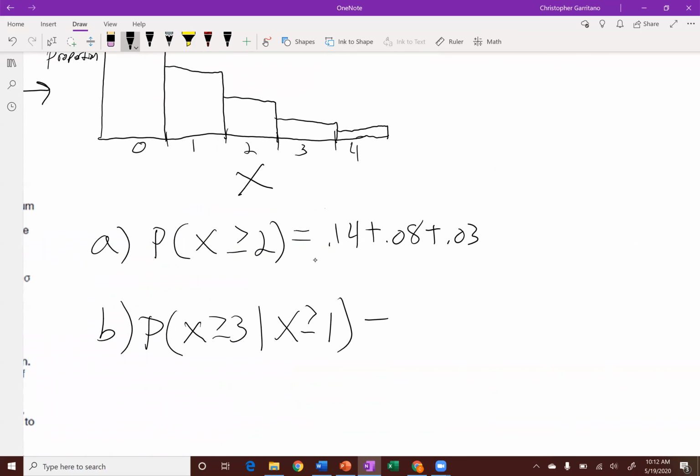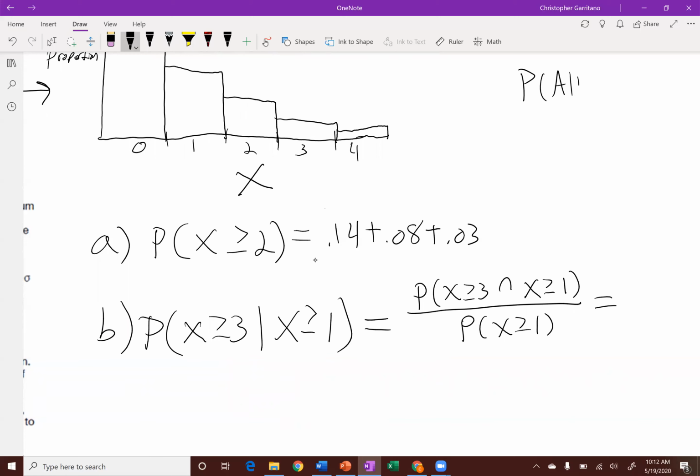Of course, this is equivalent to the probability that x is greater than or equal to 3 and x is greater than or equal to 1, over the probability that x is greater than or equal to 1. And that is the relationship that says the probability of A given B is equal to the probability of A and B divided by the probability of B. I can't stress enough how important this relationship is. You definitely need to know how conditional, joint, and marginal probabilities are related to one another.